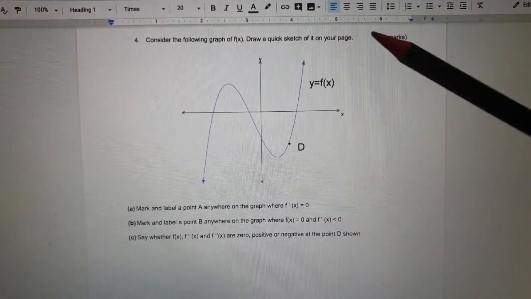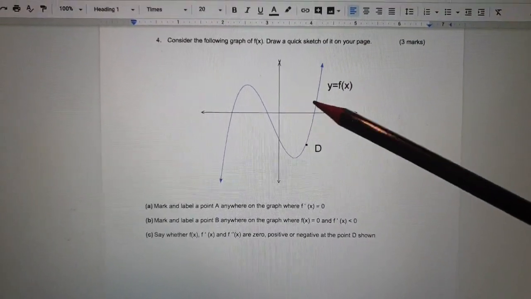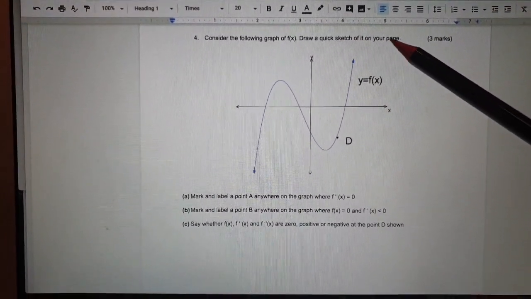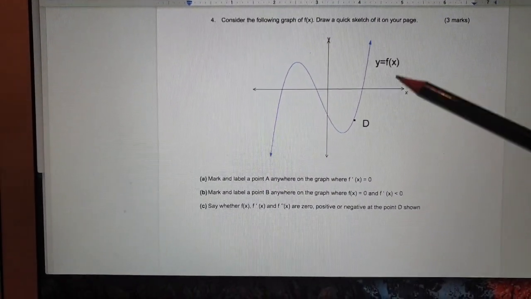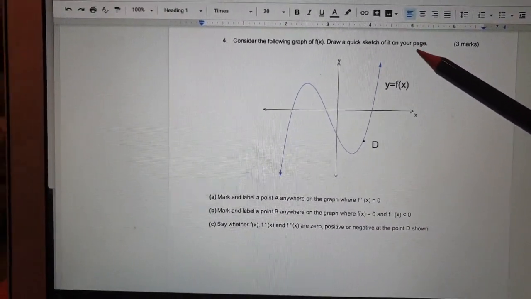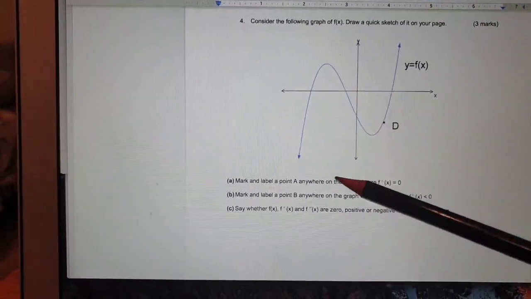Okay, this one didn't print on my printer at home, so I'm just going to use the computer. So consider the following graph of f of x, draw a quick sketch of it on your page. This, for some reason, carried over from a previous test, so hopefully that didn't confuse you too much, because I've drawn it for you.